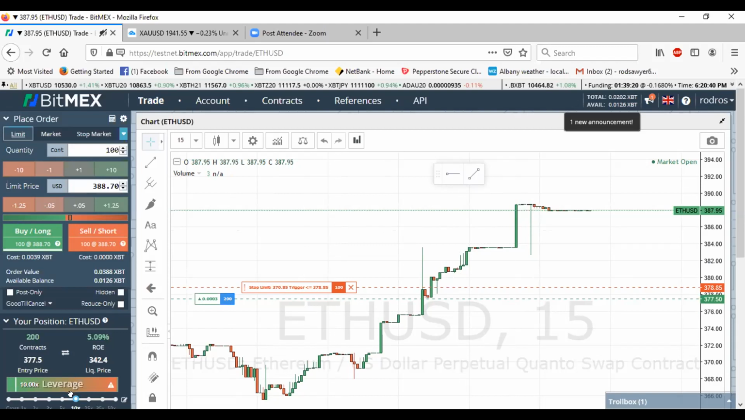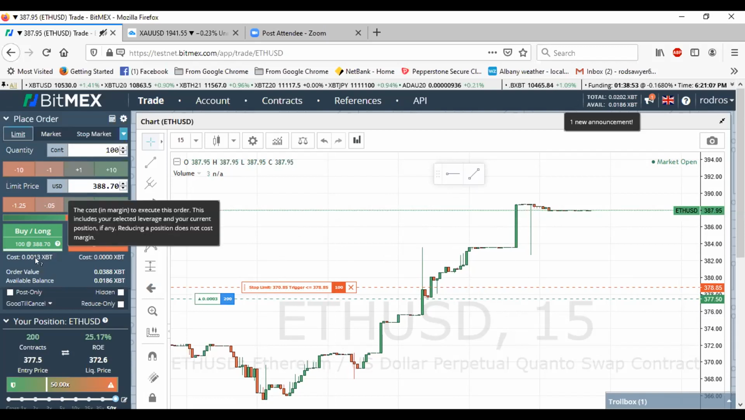So remember that at 10 times leverage, this is how much you have at risk, 0.0039. When I bump it up to 50, now instead of 0.0039, I've got 0.0013 Bitcoin at risk. So you've got more at risk? No, a lot less. Okay, so you've still got 200 contracts and you're still making the same amount of money as the market moves up, but you're only allocating a much smaller amount, or a fifth of the amount, to the trade.